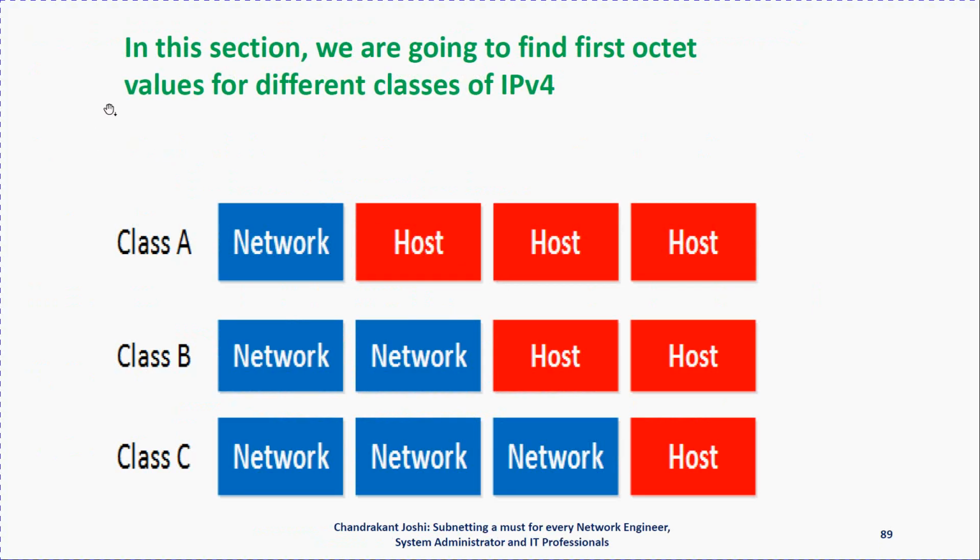Let us see what is the structure of these three classes. Class A has a structure of network, host, host, host. It means the first block is for network and the remaining 3 blocks are for hosts. Or we can say that the first 8 bits are for the network portion and the last 24 bits are for the host portion. Likewise in class B, the first 16 bits are for the network portion, whereas the remaining 16 bits are for the host portion. Similarly for class C, the first 24 bits are for the network portion and the last 8 bits are for the host portion.